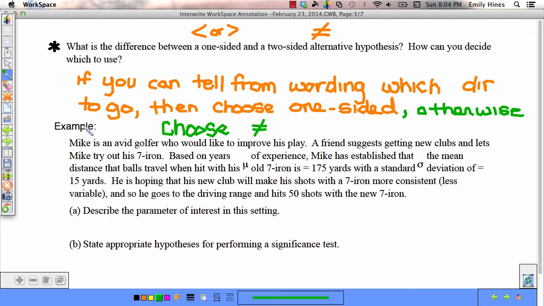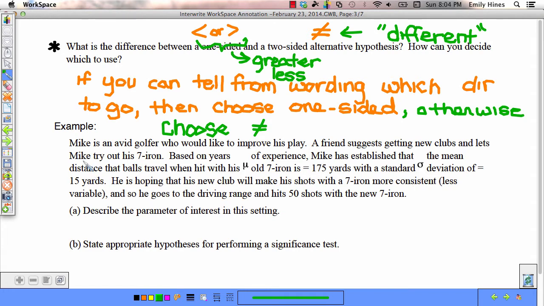But as far as wording goes, for one-sided, your words are going to be things like, is it greater? Is it less? Is it smaller? Is it bigger? Directional words. For this one, the question just says, is it different? If it doesn't specify a direction, then that's when you want to choose the two-sided.